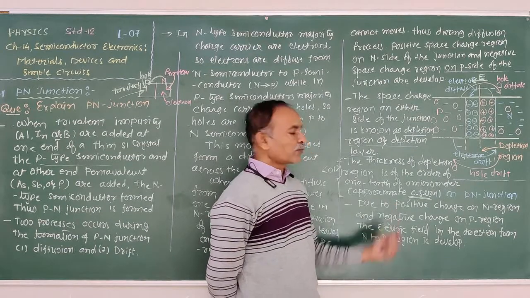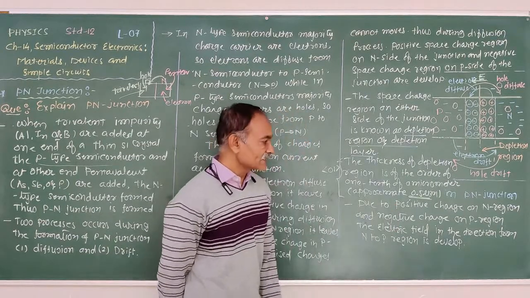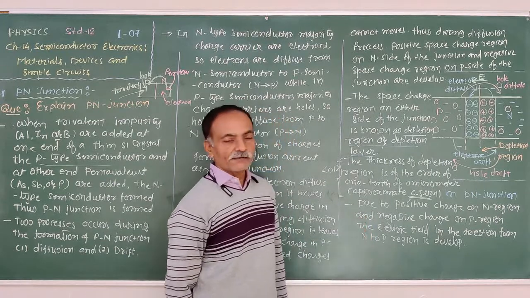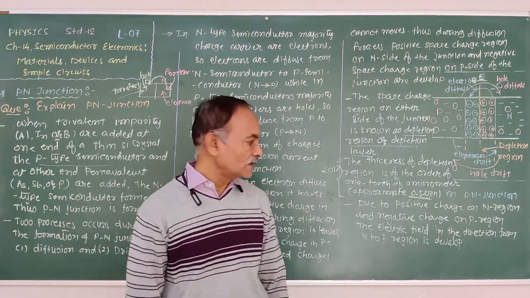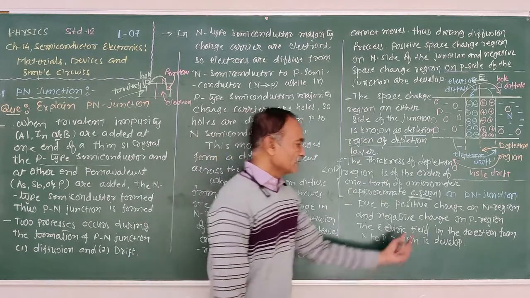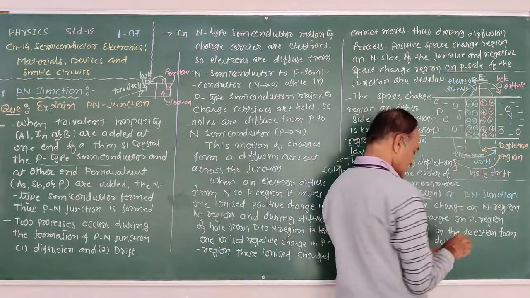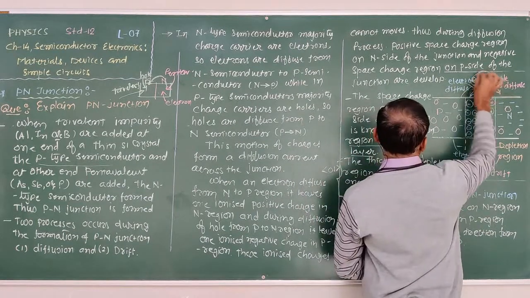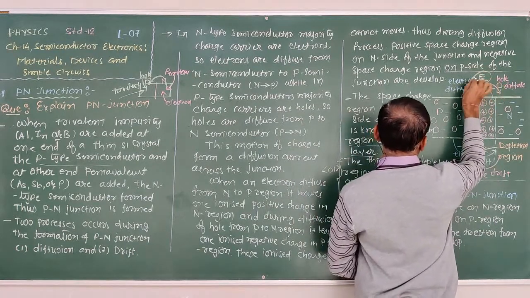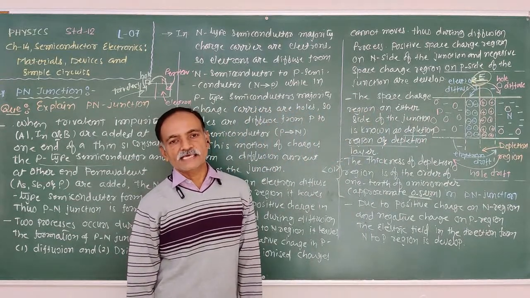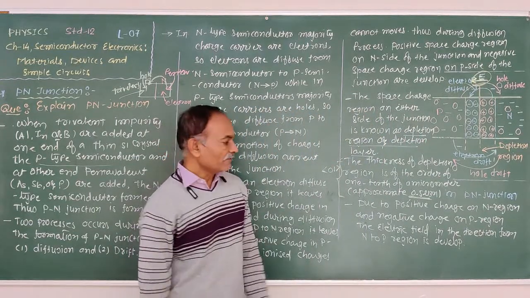Due to the positive charge on the N region and negative charge on the P region, an electric field is established in the direction from N to P. Clear this? Okay. Now we discuss the drift.